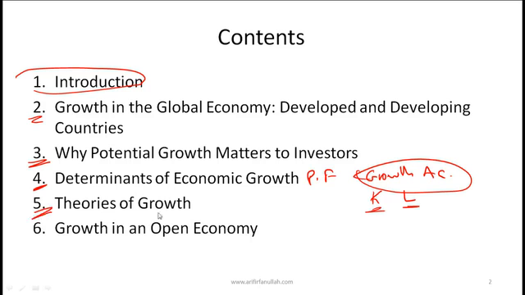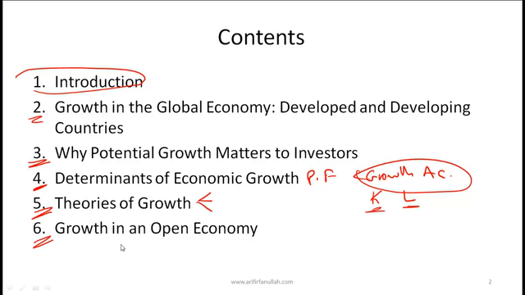Then we talk about theories of economic growth. Here we consider 3 theories: the classical or Malthusian theory, the neoclassical theory, and finally the endogenous growth theory. So most of the time is spent on the neoclassical theory. And finally, we talk about growth in an open economy. Here essentially the case is made that economies that are open, in other words which easily trade with other countries, and economies which allow free flow of capital generally tend to grow faster than closed economies. So these are the 6 sections in this reading.